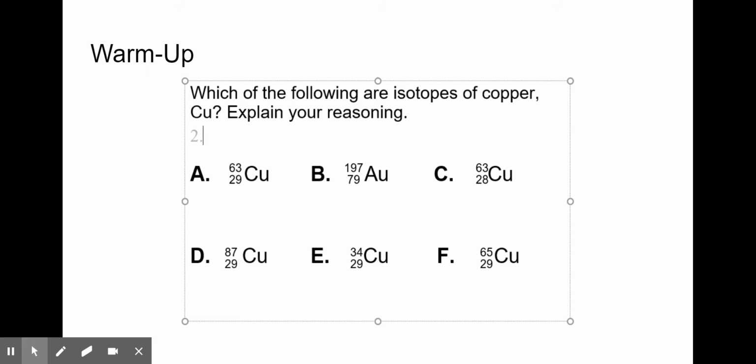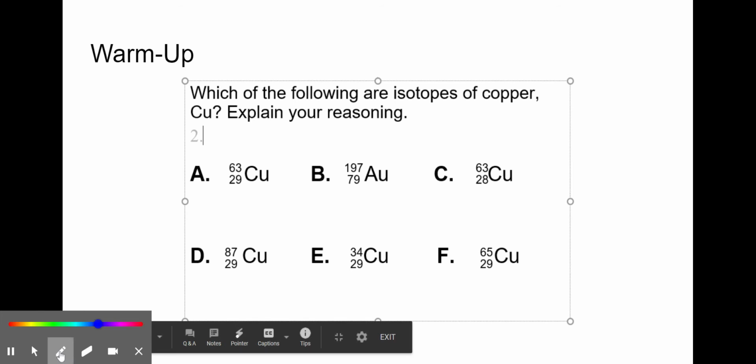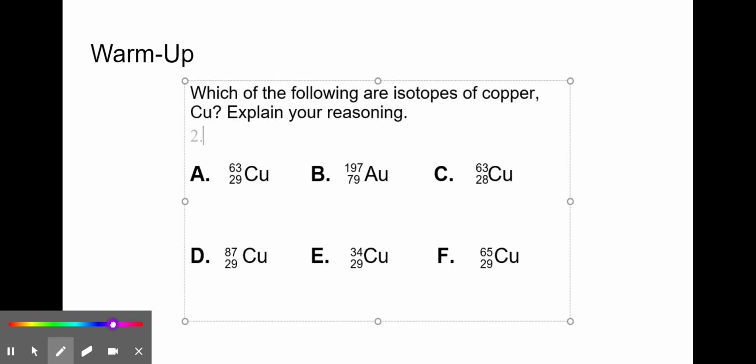Okay, so let's think about our information that we learned in lesson 13 about isotopes. We know isotopes are atoms of an element that have different numbers of neutrons. So remember, the atomic number is going to stay the same, but our mass number will change, okay? So we're looking at copper. If you look on your periodic table, copper has an atomic number of 29, and copper has a symbol of Cu.